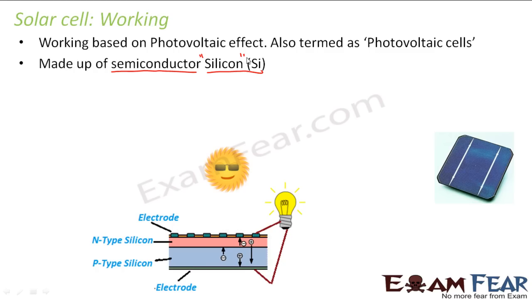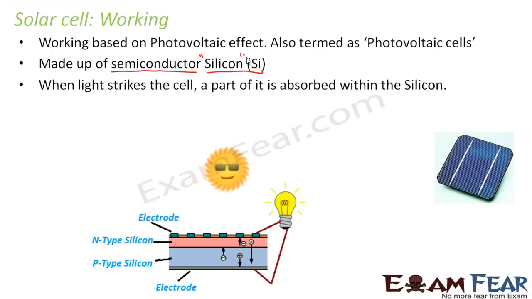So semiconductors are an intermediate between conductors and insulators. That means semiconductors have the capability to conduct electricity if some changes are made. It is not that they cannot conduct electricity, they can conduct electricity, but only under certain situations, right? So the solar cells are made up of this semiconductor silicon.